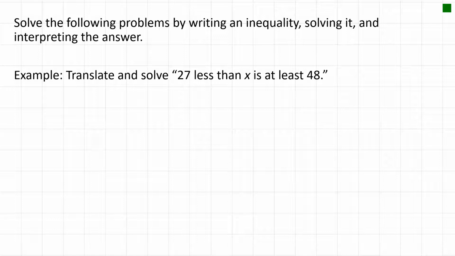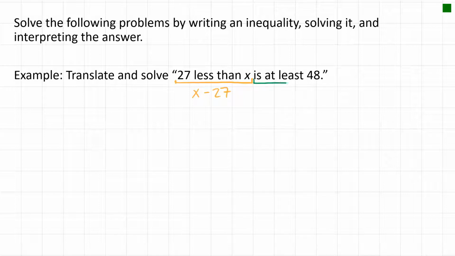So there's a few elements. First of all, let's identify the parts of this sentence that correspond to parts of an equation. 27 less than x is one part of an equation. So 27 less than x is a subtraction. That would be the same as x minus 27.